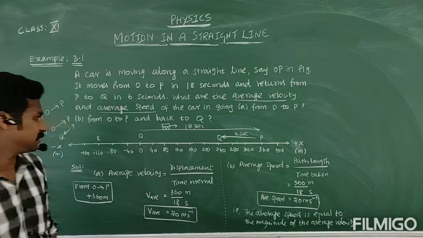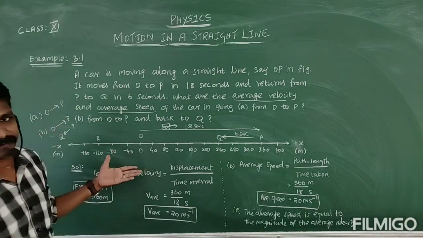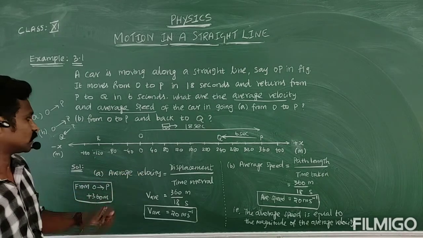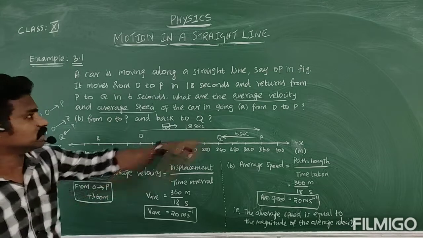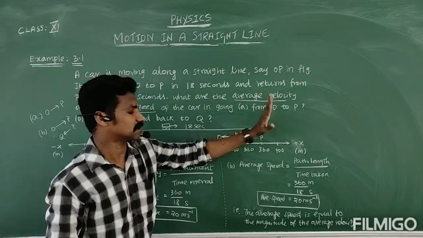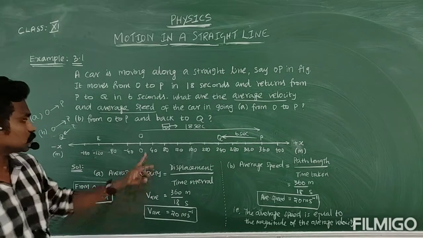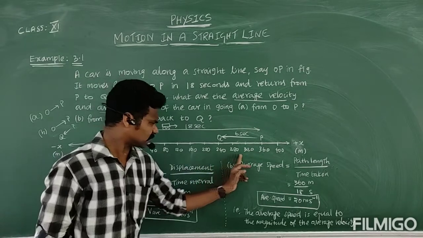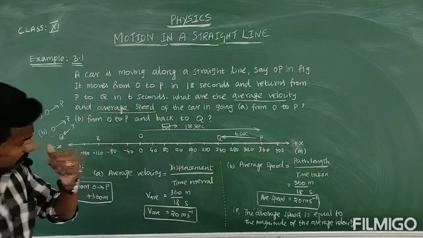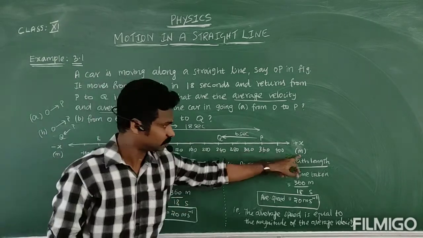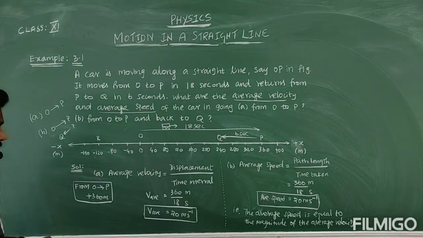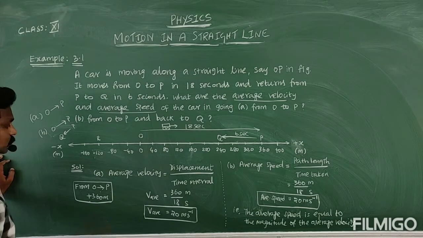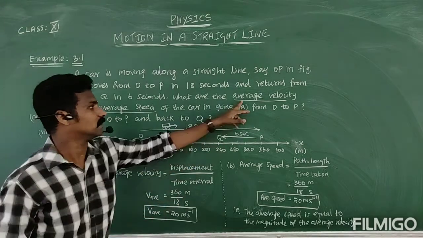Shall we do it? Yes. This diagram is given from the theory in the textbook. Let's come to the first question. From O to P, what is the average velocity and average speed? The distance covered from O to P is 360 meters.